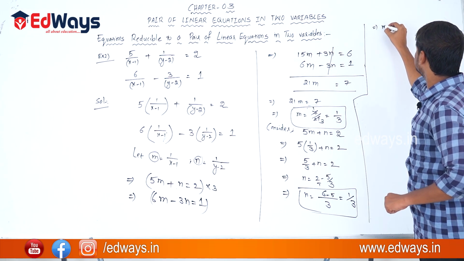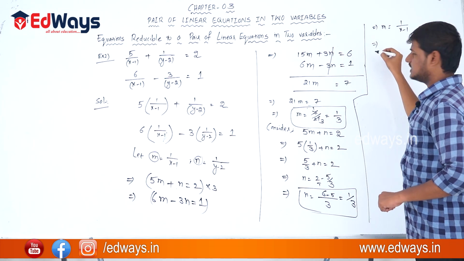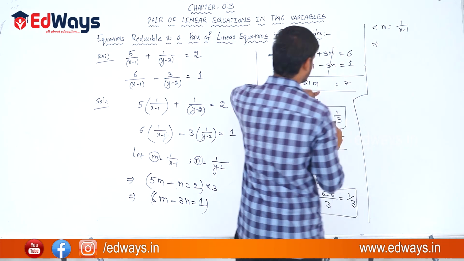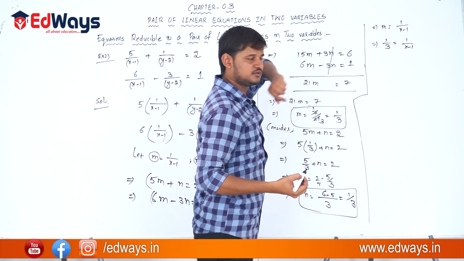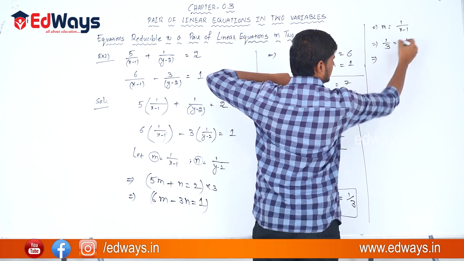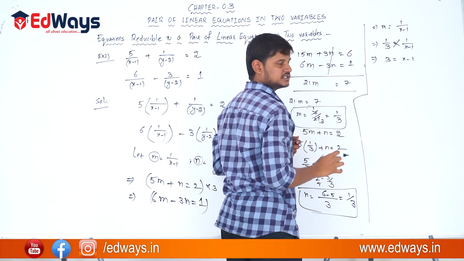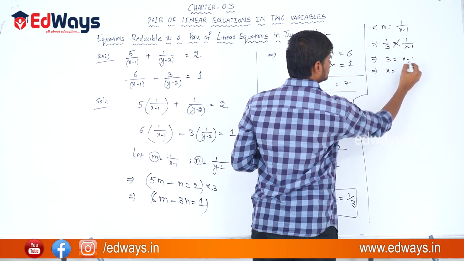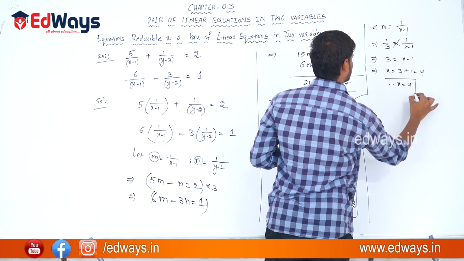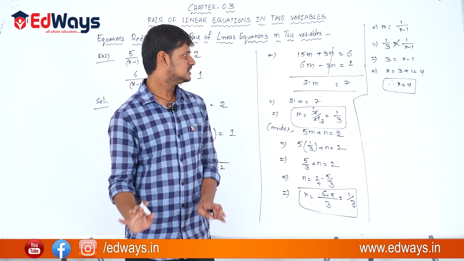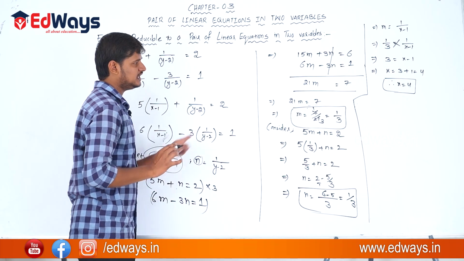m is equal to 1 by x minus 1, right? So what is m? m is equal to 1 by 3. So 1 by 3 is equal to 1 by x minus 1. Then do cross multiplication. 3 is equal to x minus 1. If I do the cross multiplication, x minus 1 is equal to 3. So then x is equal to 3 plus 1, that is equal to 4. Therefore x is equal to 4, right? I got the m value and I substituted that m value here. I have found the x value.